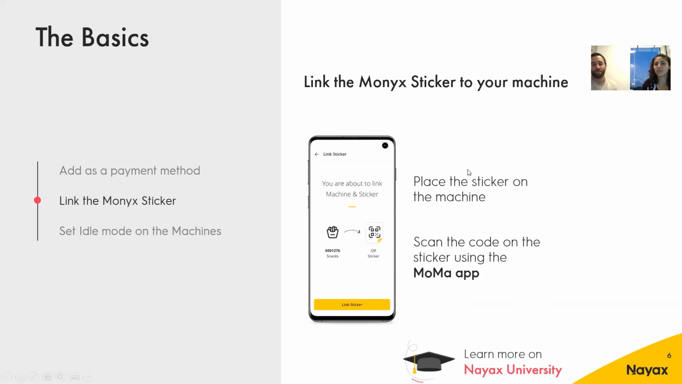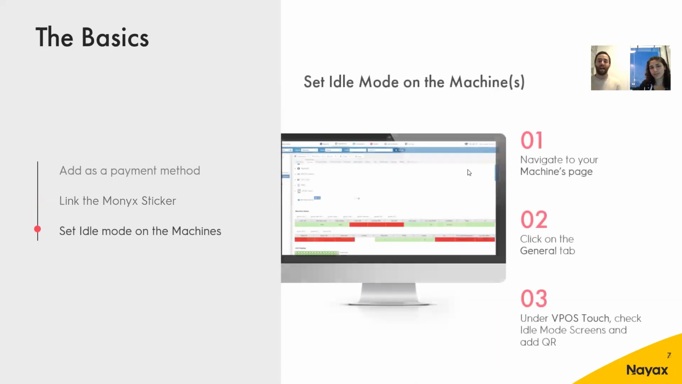So going back to Monyx Wallet, after you've added Monyx Wallet as a payment method and linked the sticker with your machine, the third thing would be to set idle mode on your machine. Please note that this is something that you will need to do on every single one of your machines. You won't be able to do this on your operator level. On every machine, go to that machine's page, click on the general tab, and one of the last features that you see there is named VPOS Touch. You will need to check the idle mode screens and add QR.